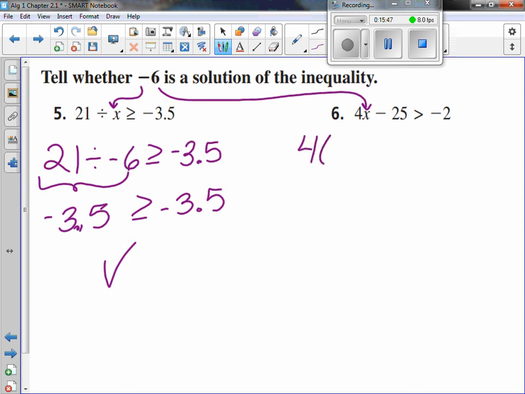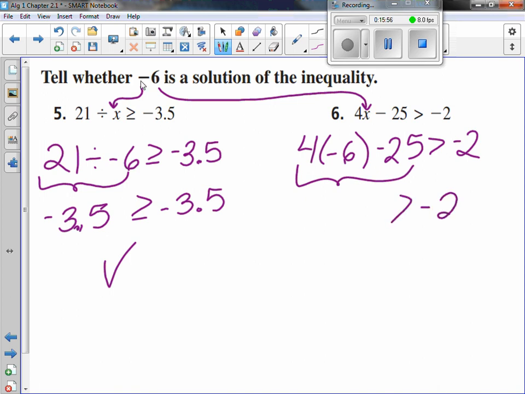So over here, we're going to do 4 times negative 6 minus 25 is greater than negative 2. Let's plug all that in the calculator. 4 times negative 6 minus 25. And let's see what we get. Negative 49. Is negative 49 greater than negative 2? No, it's a bigger negative, isn't it? Bigger negatives are smaller. The bigger the negative becomes, the smaller it actually is. No.